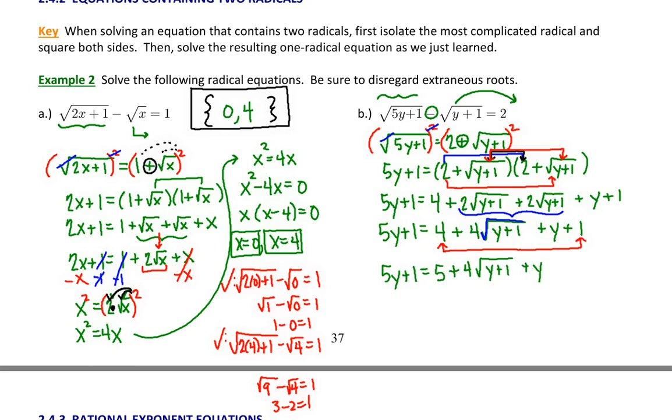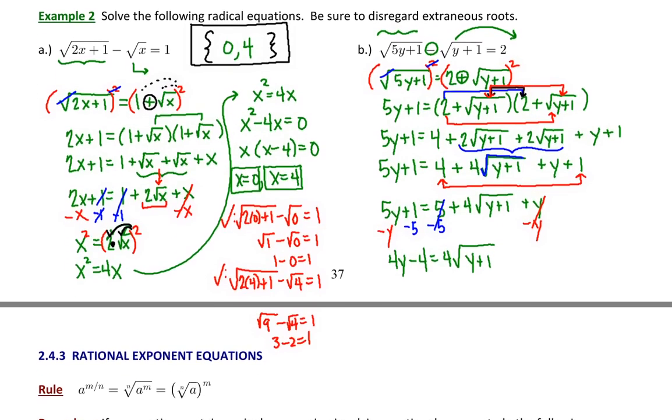So I want to get the radical by itself. So I'm going to subtract y from both sides. And let's get rid of that constant and subtract 5 from both sides. And now we have 4y minus 4 equals 4 times the square root of y plus 1.